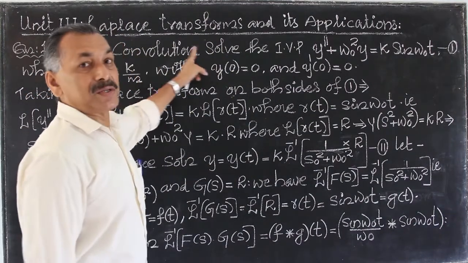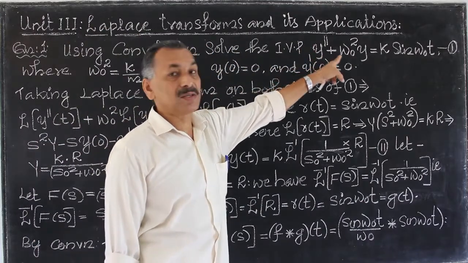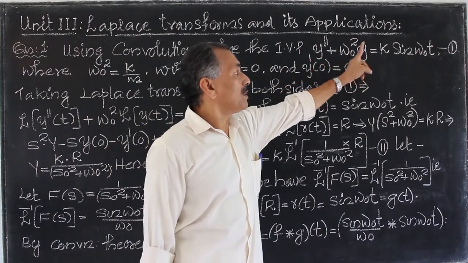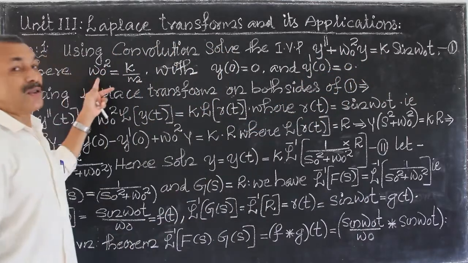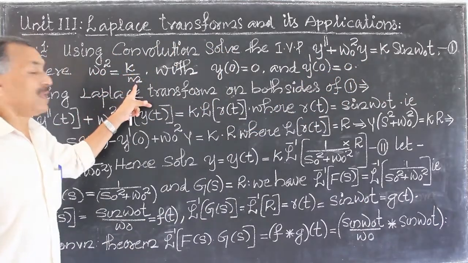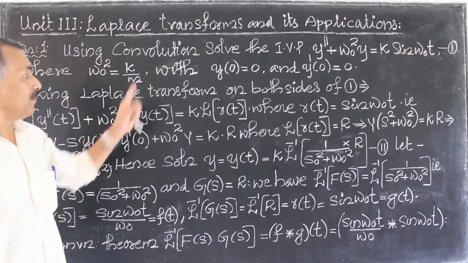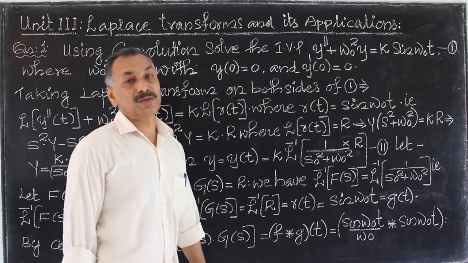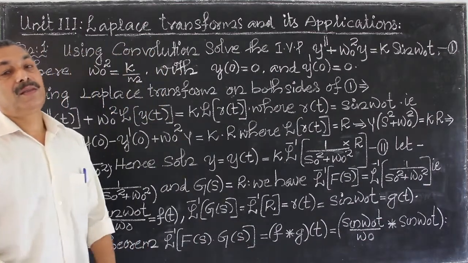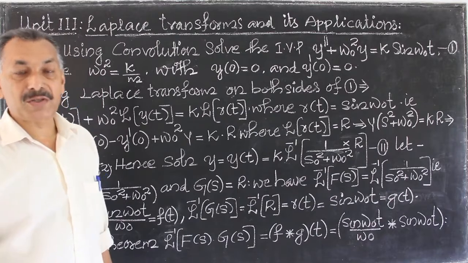So using the convolution property, solve the initial value problem y'' + ω₀² y = k sin ω₀t, where ω₀² = k/m, with the initial conditions y(0) = 0 and y'(0) = 0. Using the convolution property, apply the Laplace transform on both sides.